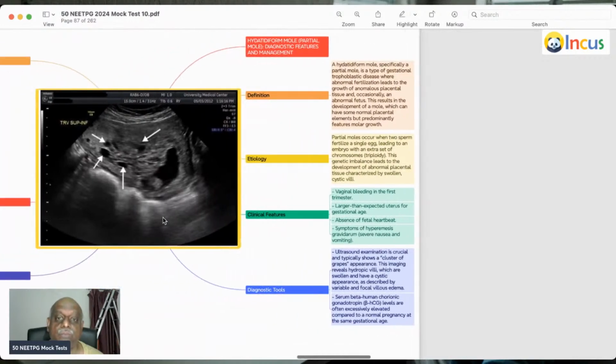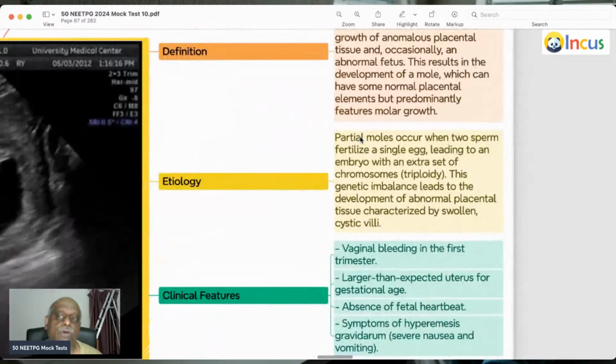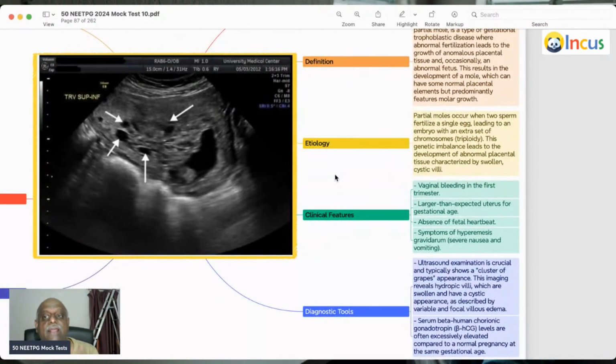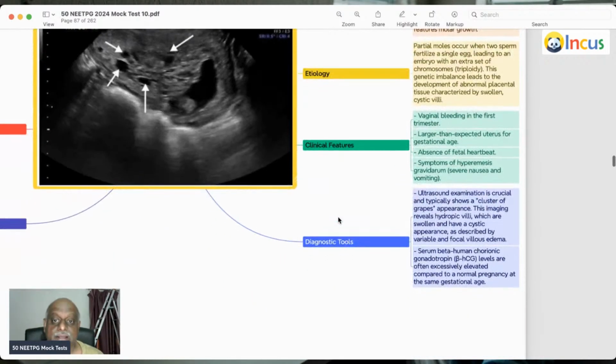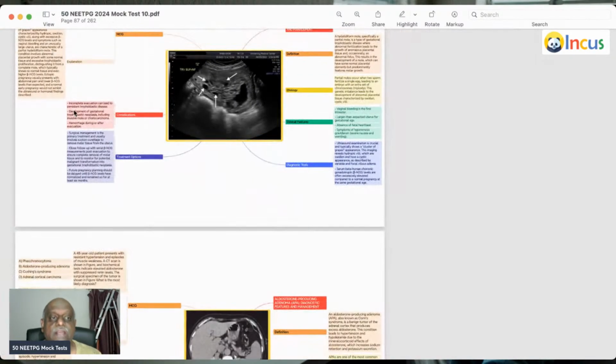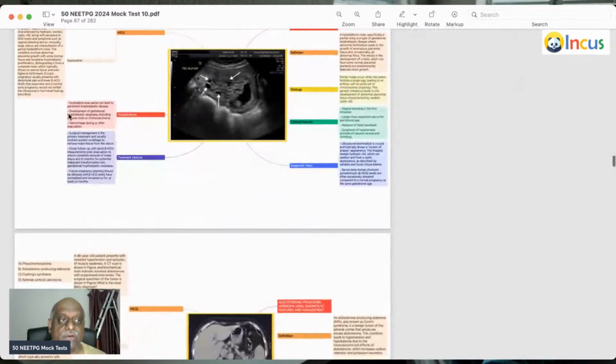Partial hydatidiform mole. So partial moles occur when two sperms fertilize a single egg, leading to an embryo with an extra set of chromosomes, which is called triploidy. And this genetic imbalance leads to abnormal placental tissue characterized by swollen cystic villi. And how do you know it is partial mole? Vaginal bleeding in the first trimester, larger than expected size of the uterus for the given gestational age, no fetal heartbeat, hyperemesis gravidarum, cluster of grapes appearance, elevated serum beta HCG is what you need to remember.